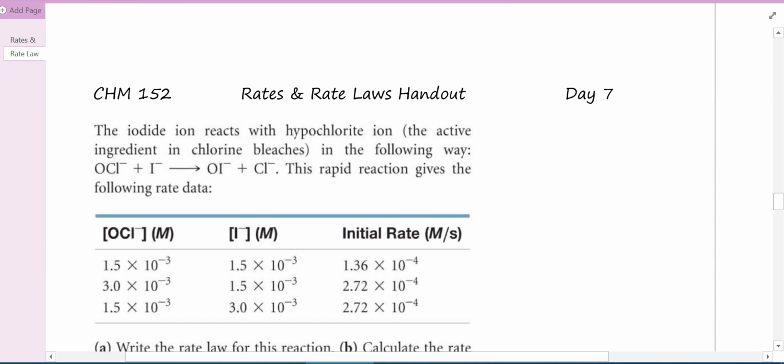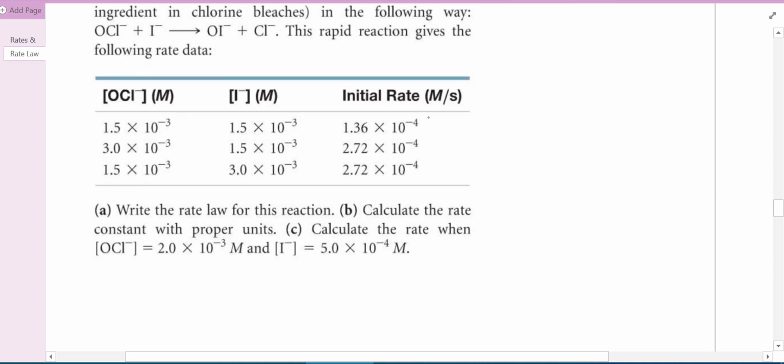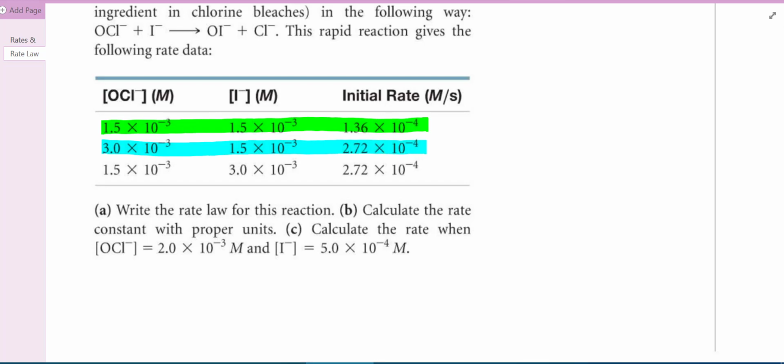Let's see, now we have initial rates. We've got iodide ion reacting with hypochlorite ion, the active ingredient in chlorine bleaches, in the following way. It gives you I minus, and replaces Cl minus with oxygen. We'll switch dance partners there, a single replacement. This rapid reaction gives the following data, three lines. So we'll do experiment 1 in green, experiment 2 in blue, and experiment 3 in pink.